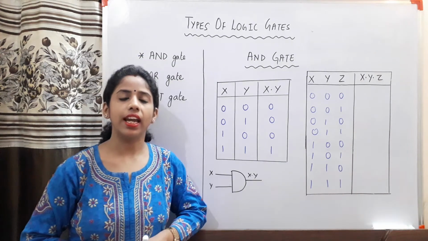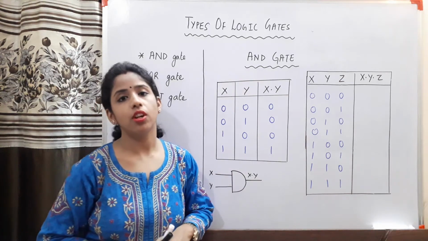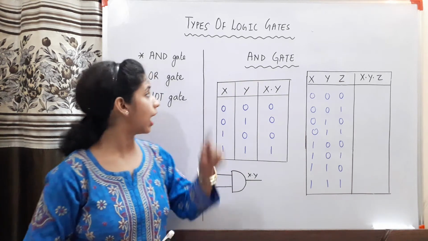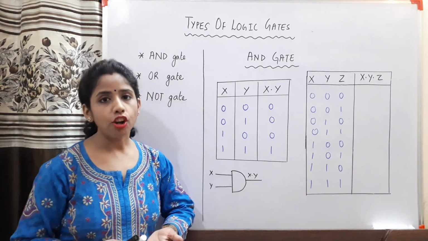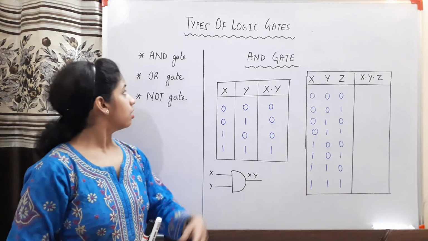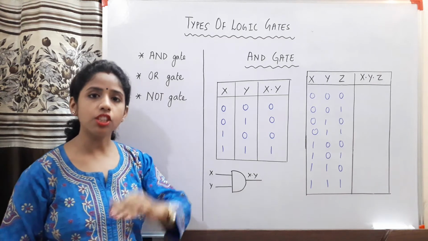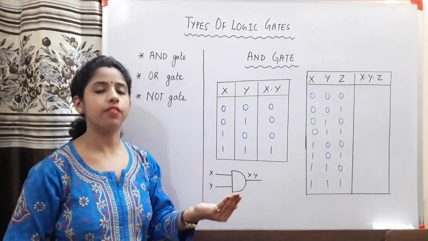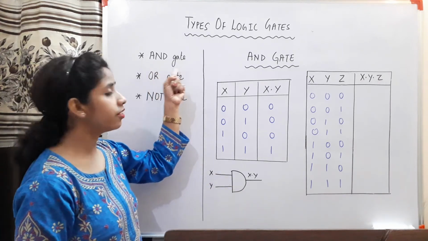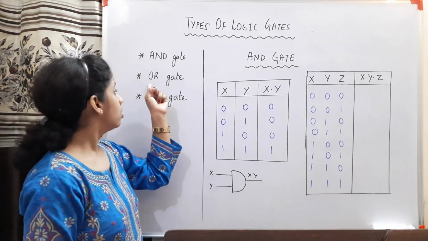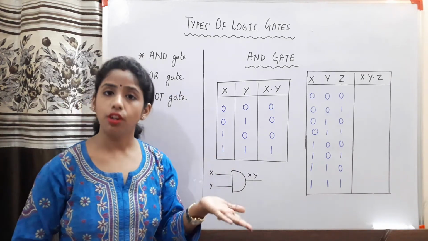Next we discuss the types of logic gates. As you know, children, there are three types of logical operators, namely AND, OR and NOT. To implement all these logical operators in practice, we have corresponding gates, meaning corresponding to each logical operator we have a logic gate. So first of all we have the AND gate, which performs the work of the AND operator, the OR gate to perform the work of the OR operator, and the NOT gate to perform the work of the NOT operator.